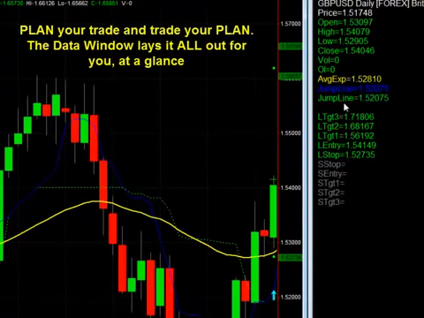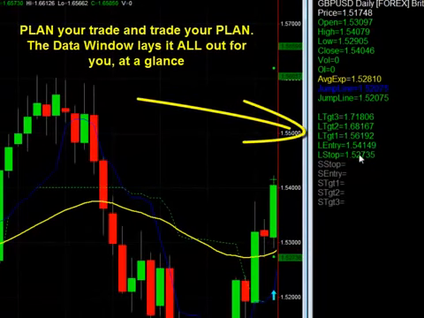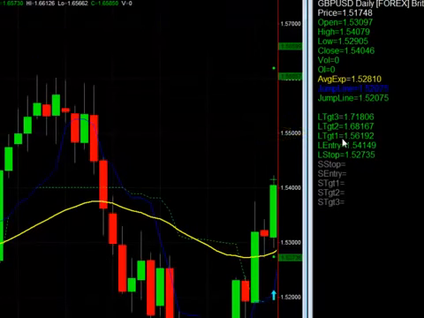And when you click on the setup bar, you get the entire trade in the data window: your entry, your targets, and your stop. Typically at target 1, we're going to employ some sort of trade management to either eliminate risk or lock in some profit. And then we're going to exit part of our position at target 2, part of our position at target 3, and then we're going to trail the dark blue line for the remainder of the position.